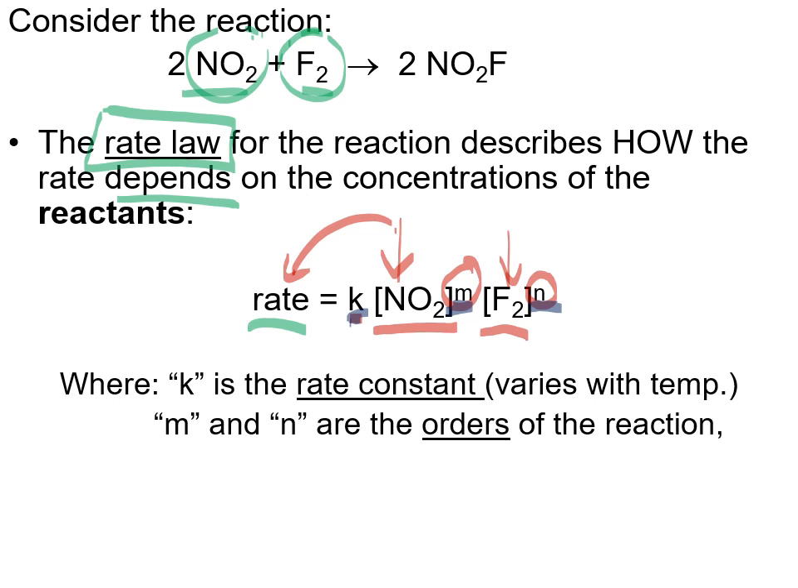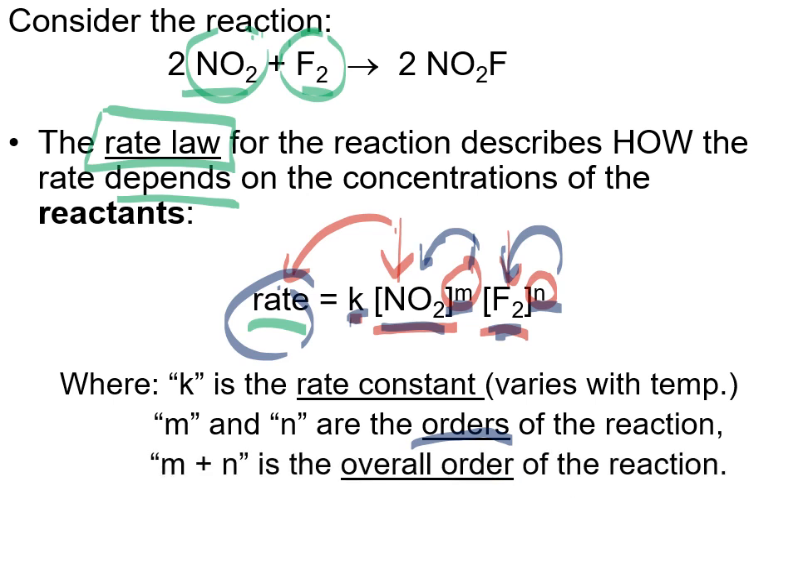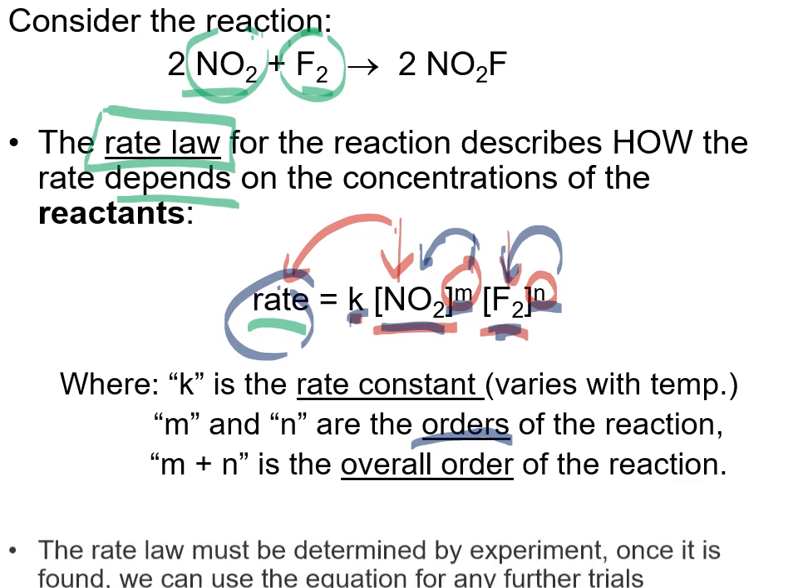The exponents, in this case we use M and N, but whatever the exponents are, it doesn't matter. But they are essentially the order of reaction, so M is referring to NO2, and N is what's referring to F2, how those reactants affect the rate of reaction. And we call them the orders of reaction. If you add those two together, if you sum up the orders, that's going to be the overall order of the reaction.